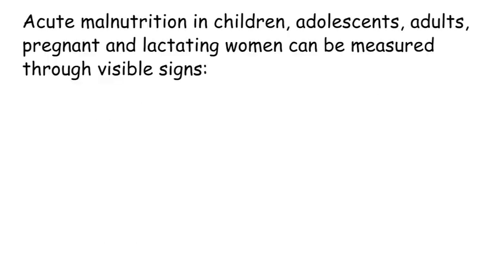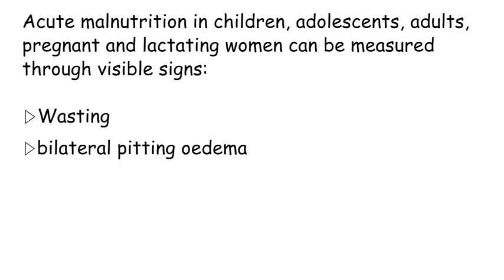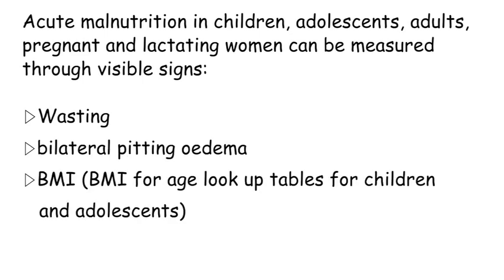Acute malnutrition in children, adolescents, adults, pregnant and lactating women can be measured through visible signs of wasting, bilateral pitting edema, body mass index or BMI, using the BMI for age lookup tables for children and adolescents, as well as mid-upper arm circumference, as we have described.